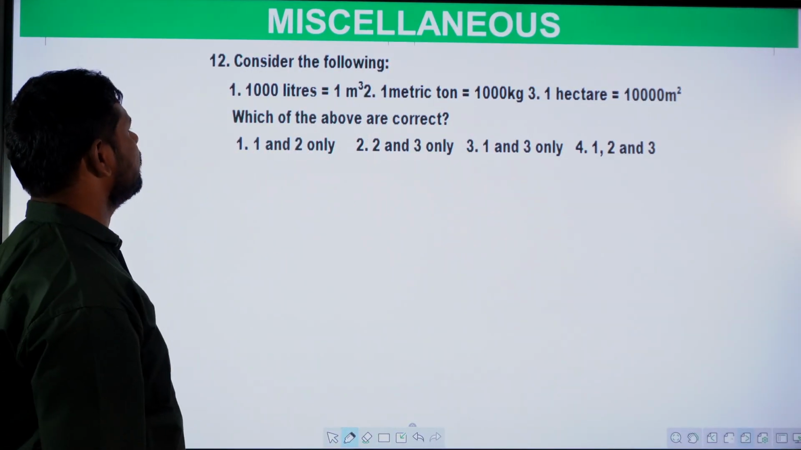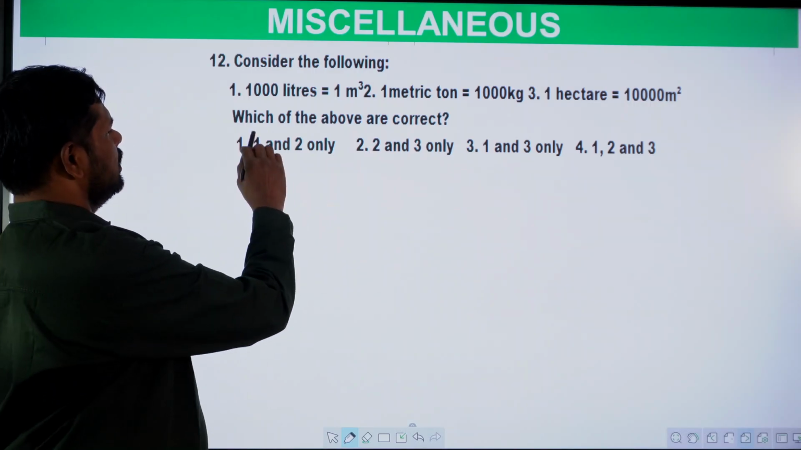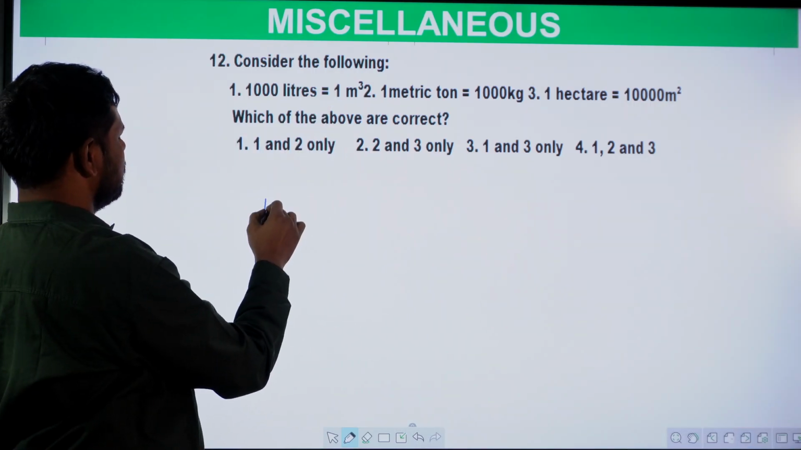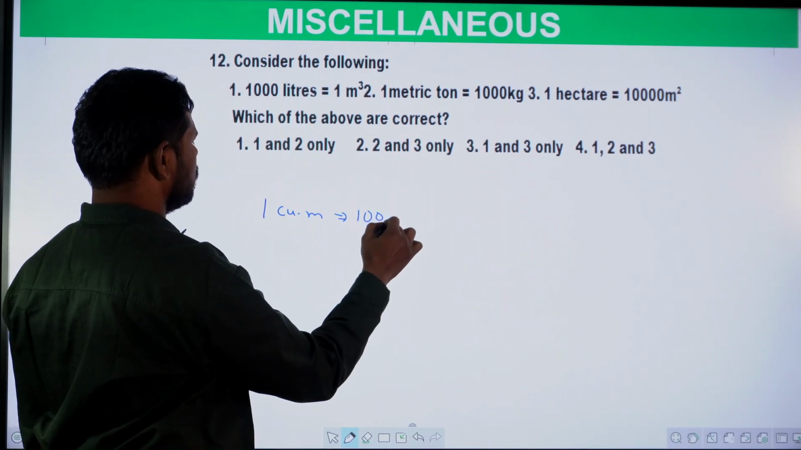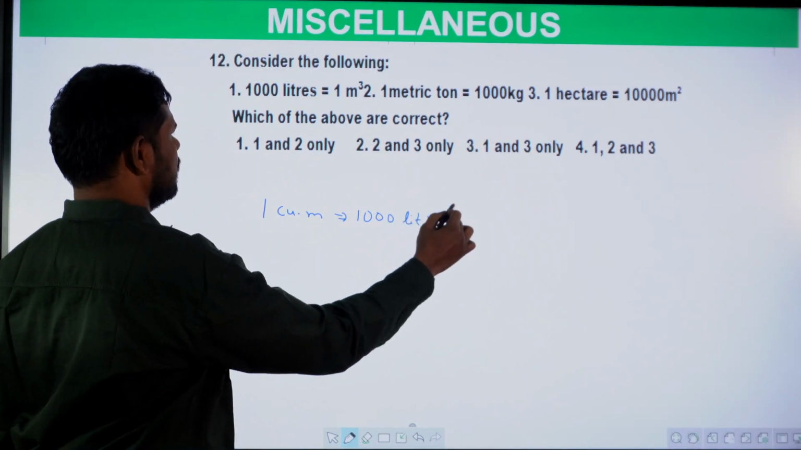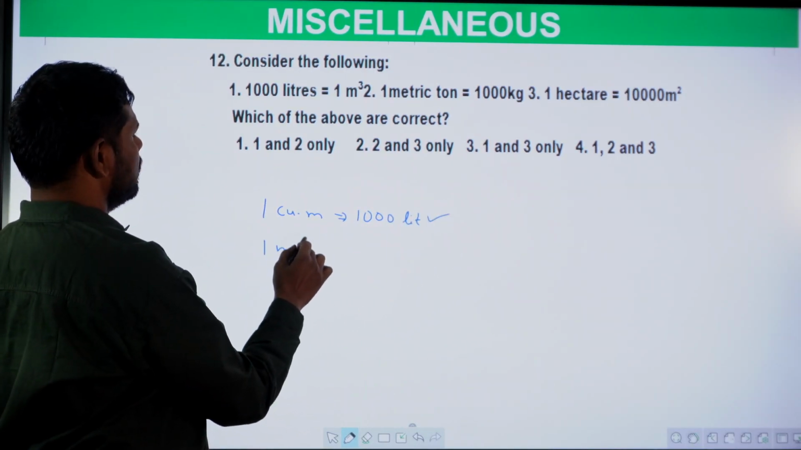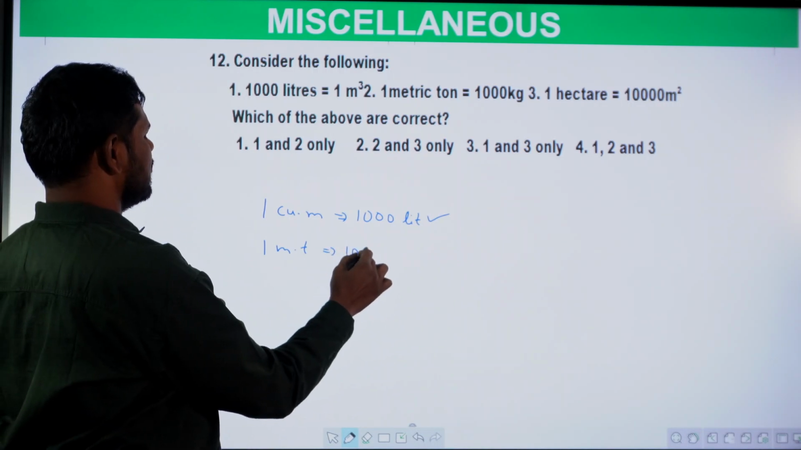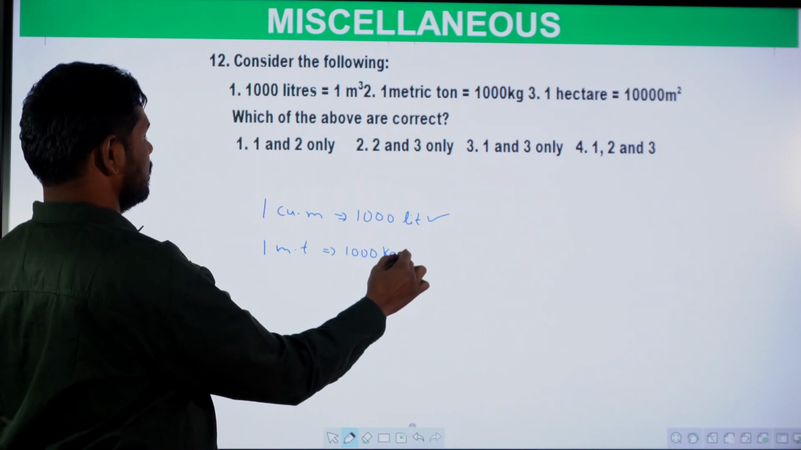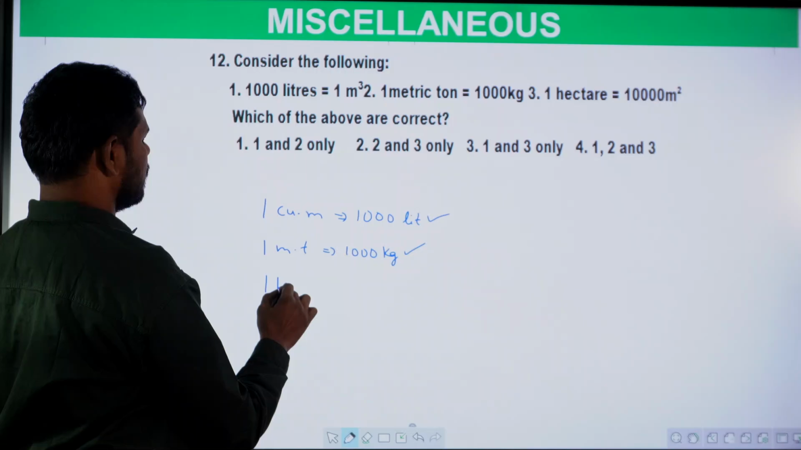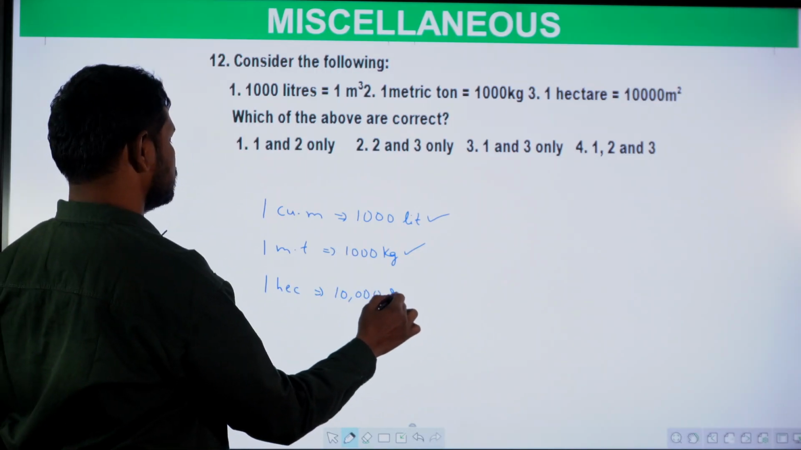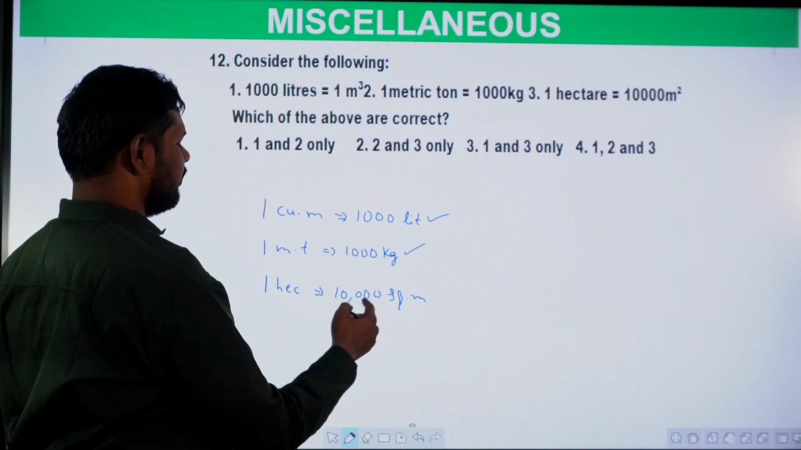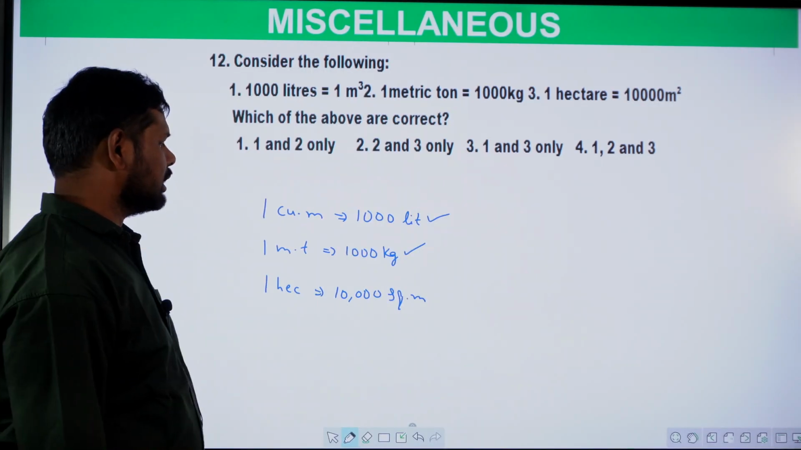Now, consider the following. This question: 1000 liters equals 1 meter cube. Remember again, 1 cubic meter equals 1000 liters. This is a correct statement. And 1 metric ton is nothing but 1000 kgs. Correct. 1 hectare is equal to 10,000 square meters. This is also correct. 2.5 acres is nothing but 10,000 square meters.